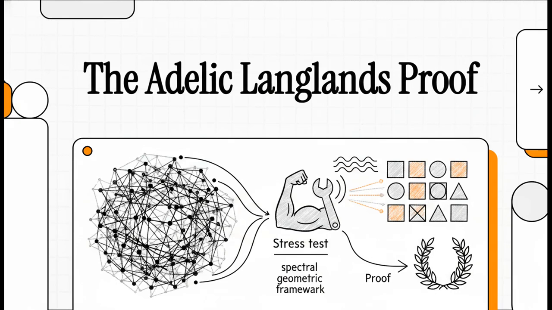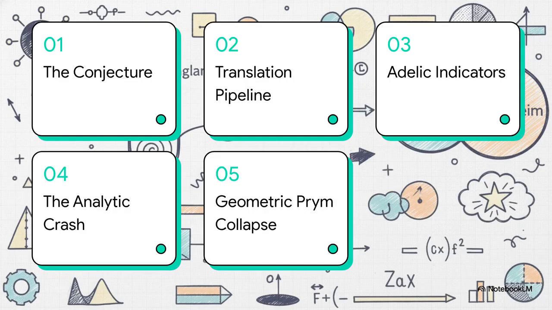Let's just jump right into this explainer. Today, we are looking at a massive and frankly almost intimidating mathematical machine known as the Adelic Langlands Program. We're going to explore exactly how this beast acts as an immense stress test, essentially taking a famous combinatorial puzzle and translating it entirely into a spectral geometric framework. It is absolutely fascinating. Here's our quick roadmap for today's explainer.